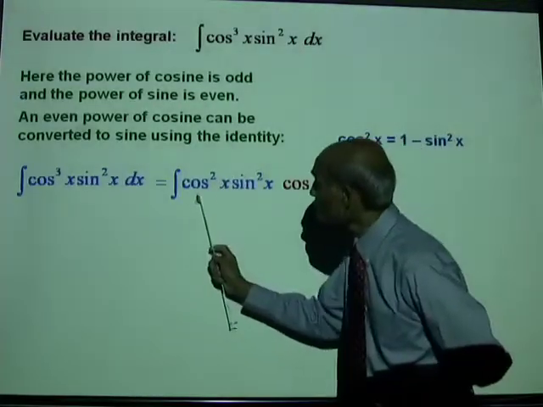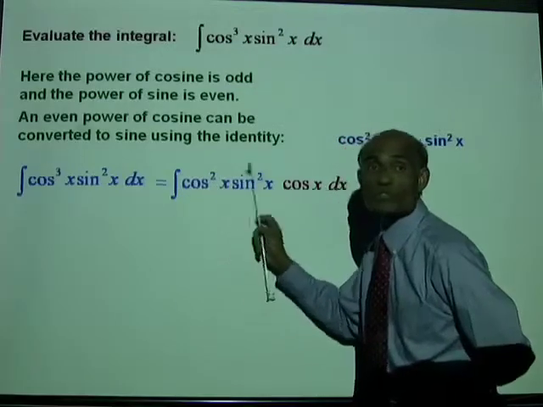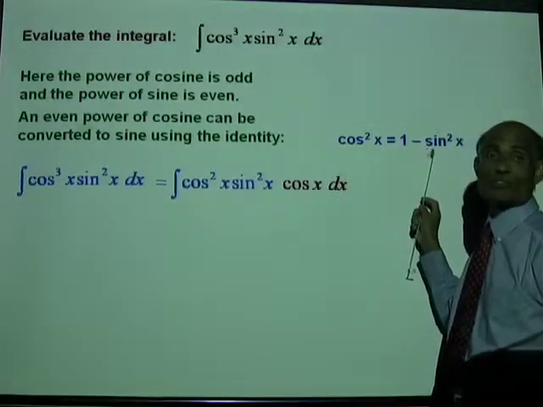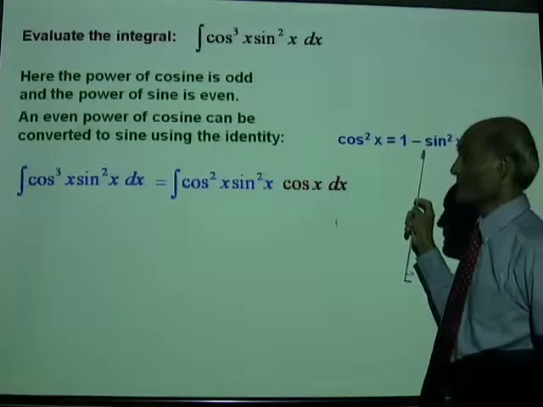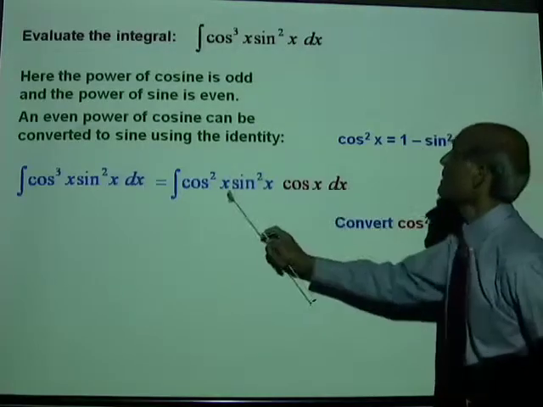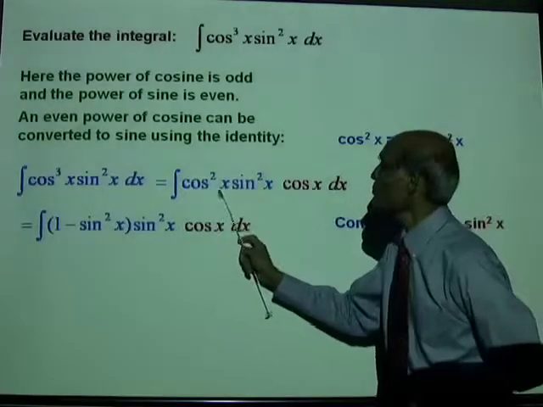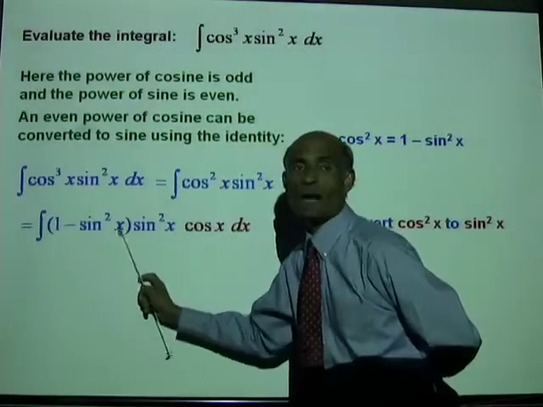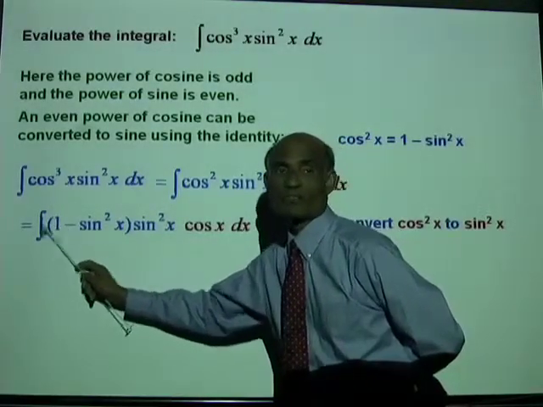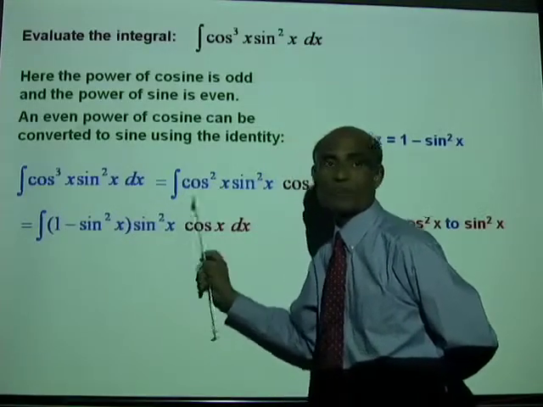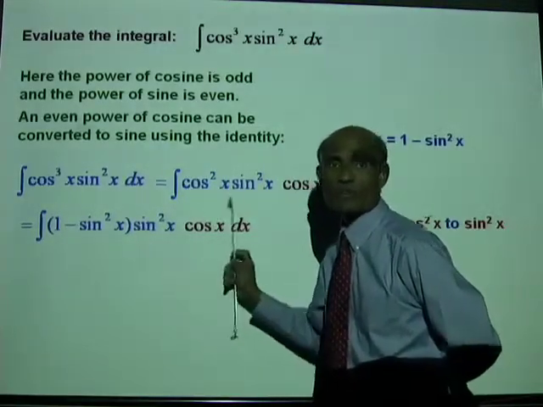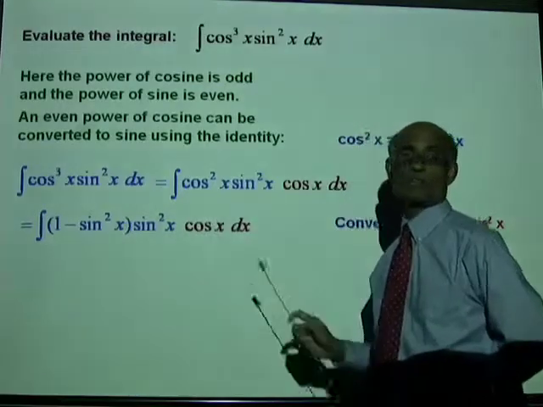Now this cos squared x can be changed into sine squared x using this identity. Let's do that. So convert cos squared x to sine squared x. That is, this cos squared x now becomes 1 minus sine squared x. Integral 1 minus sine squared x times sine squared x times cos x dx.